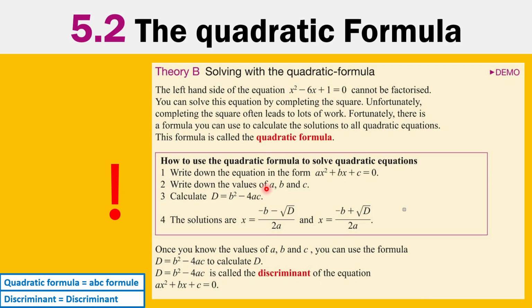And then the solutions of my equation apparently are x equals minus b minus the square root of the discriminant divided by 2a, or x is minus b plus the square root of D divided by 2a. That's a lot to digest.